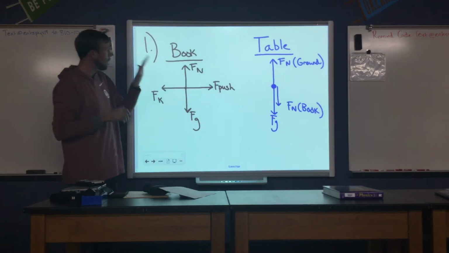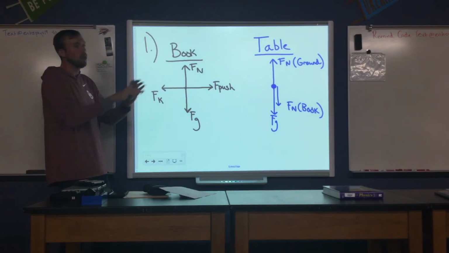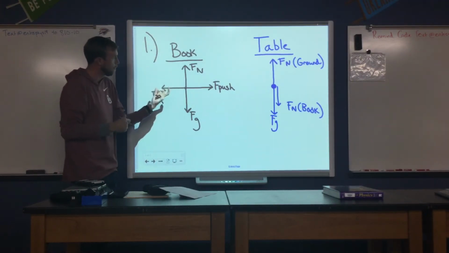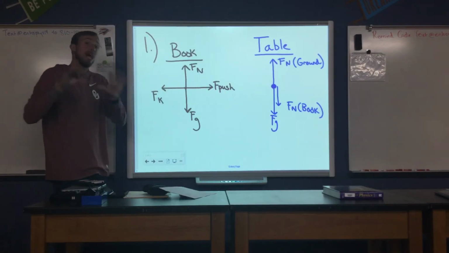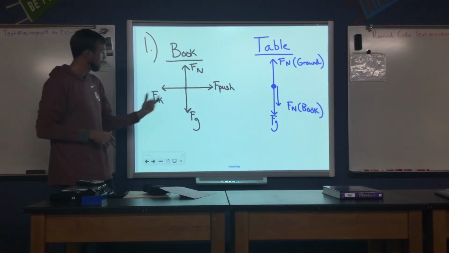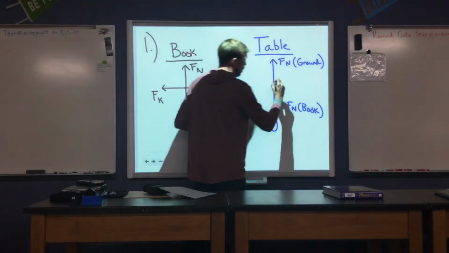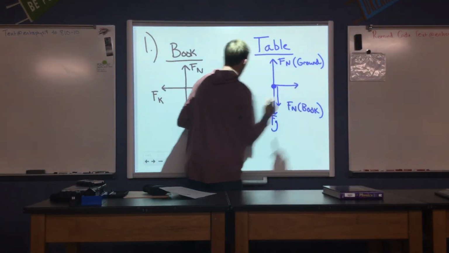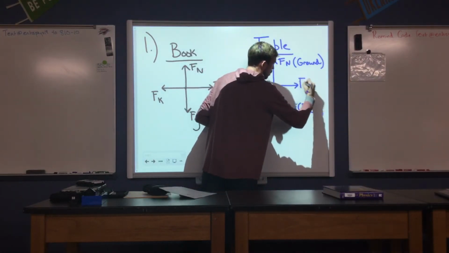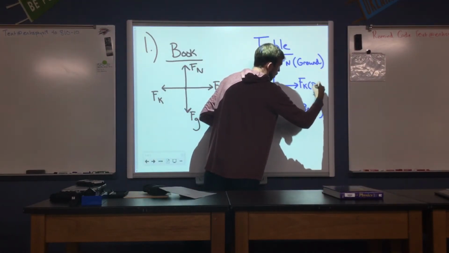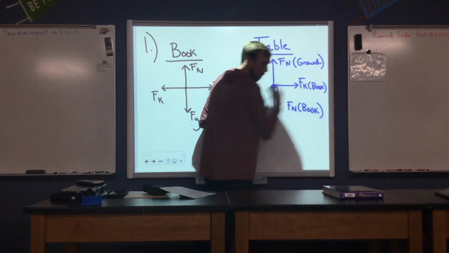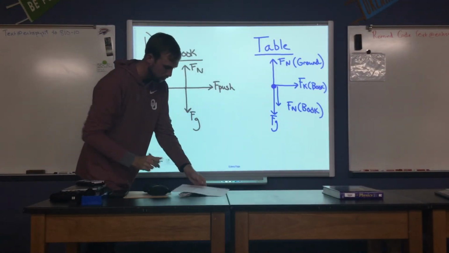So if the table is applying a force of friction onto the book, that means the book is also applying a force of friction onto the table. So if Fk here is to the left, that means Fk here might be to the right. So this is a force of friction from the book onto the table. Okay?